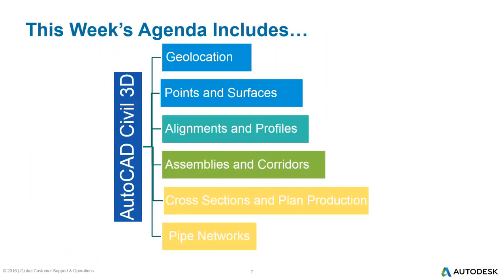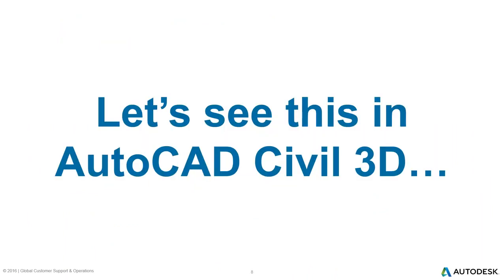So this week's agenda includes geolocation, points and surfaces, alignments and profiles, assemblies and corridors, cross-sections and plan production, and pipe networks. So Michael, are you ready to show everyone some AutoCAD Civil 3D?